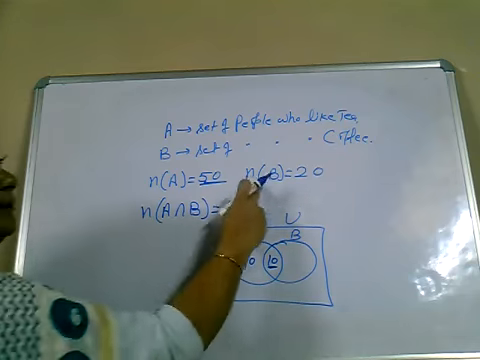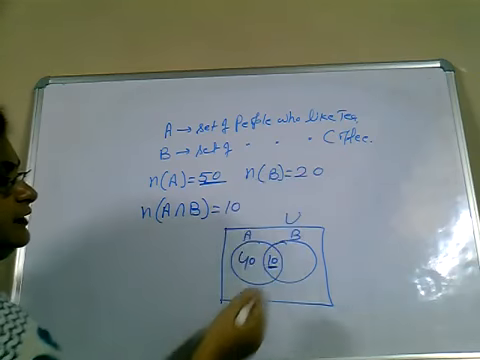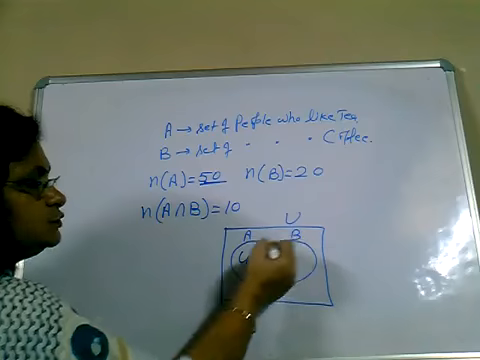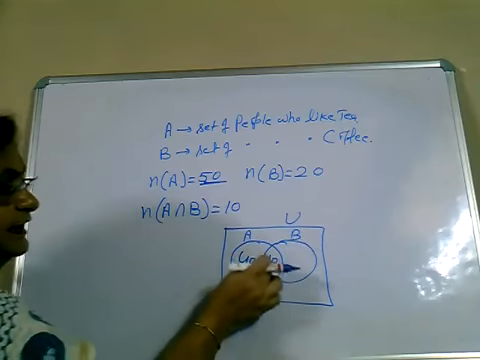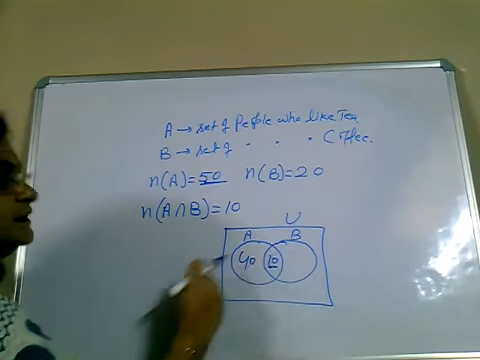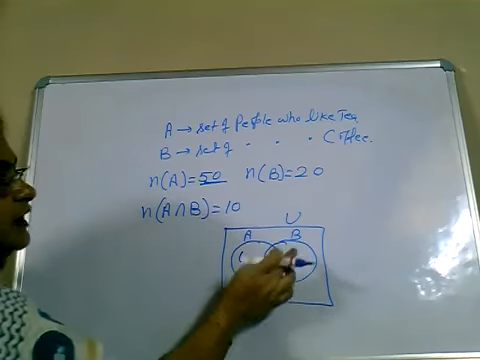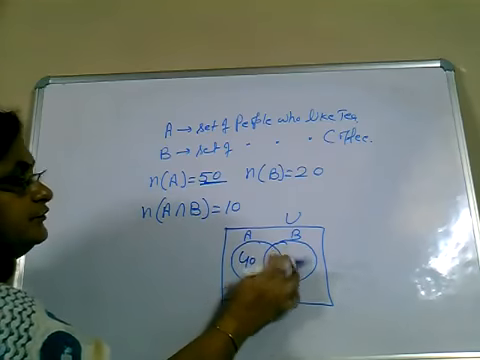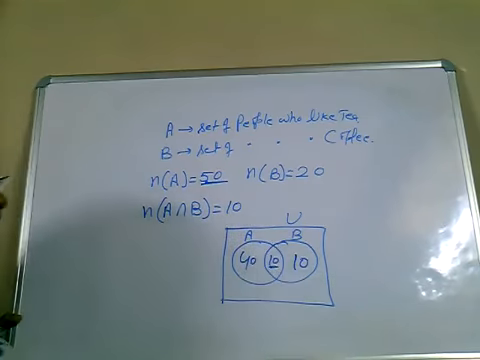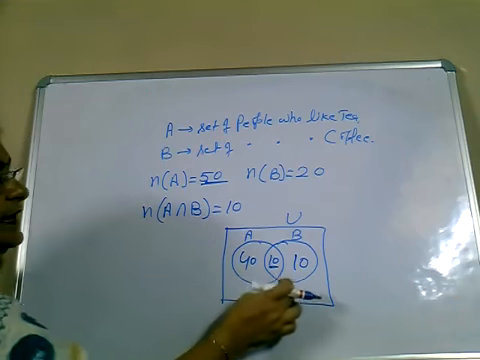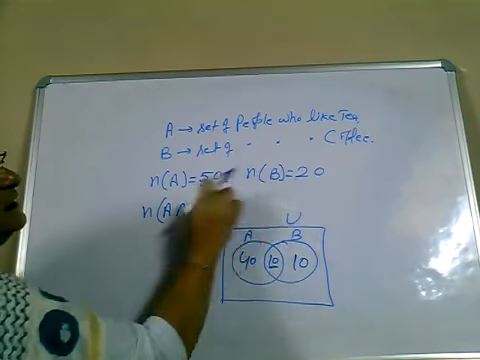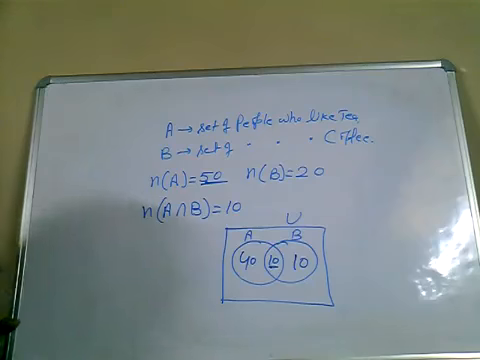Now number of elements in B are 20. Here we have 20 elements, but 10 are those who like tea also. So number of people who like only coffee are 10. So by Venn diagram we can easily find out the solution.